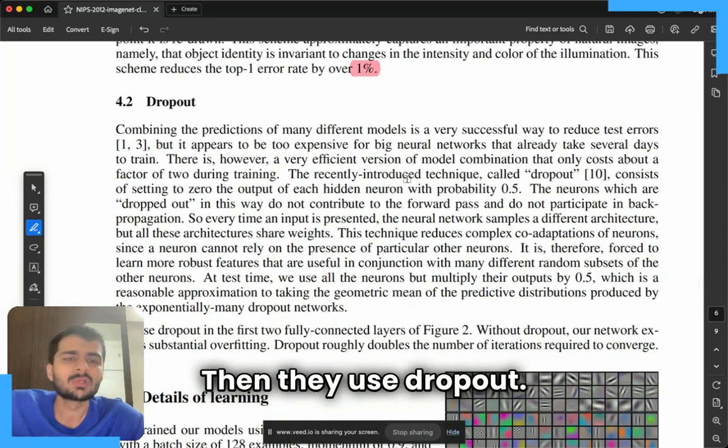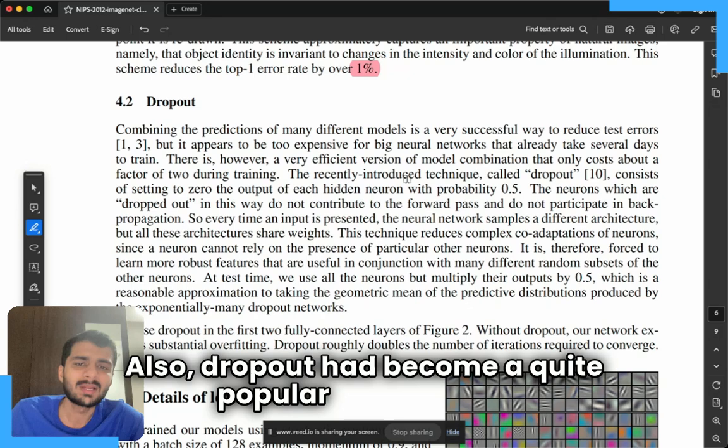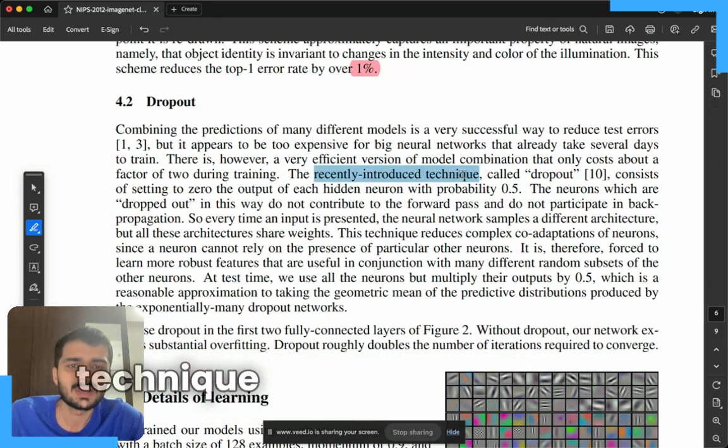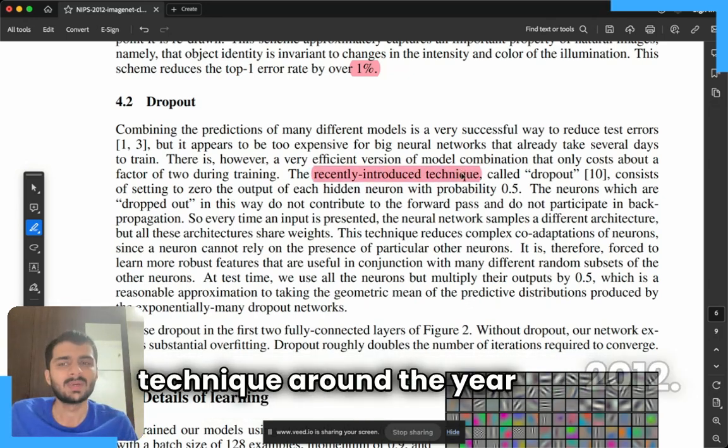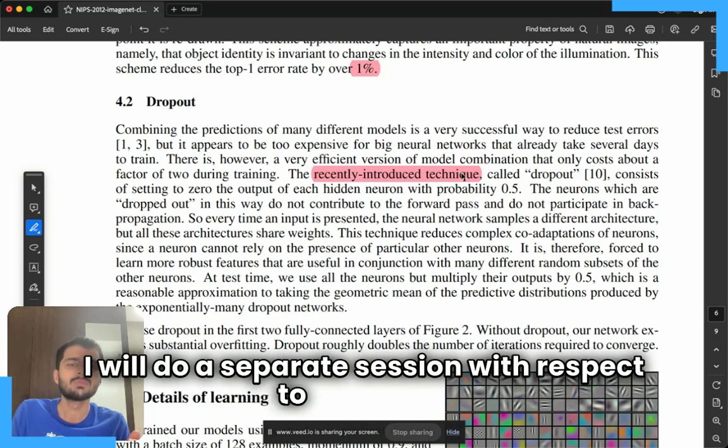Then they also use dropout. Dropout had become quite popular at that time. It was a recently introduced technique around the year 2012. I will do a separate session on dropout.